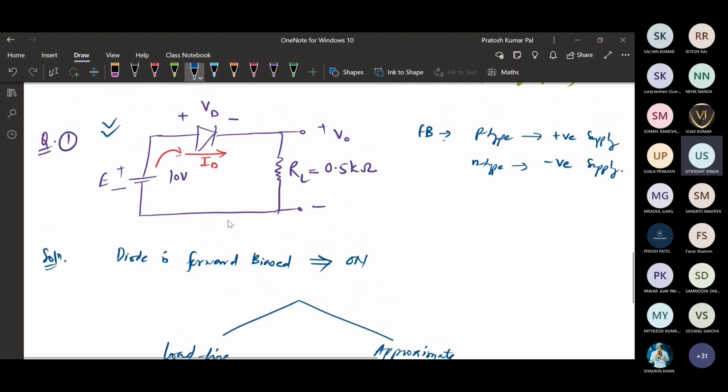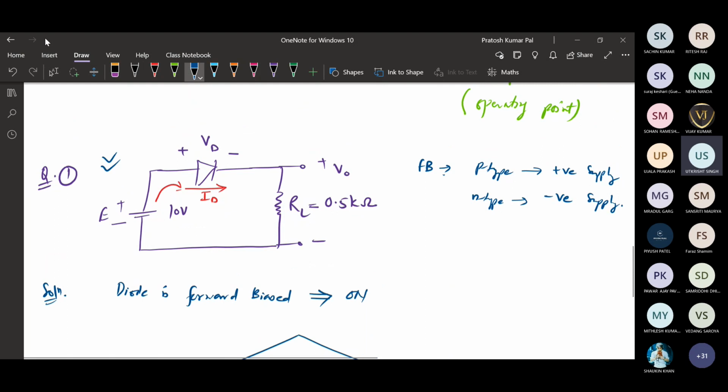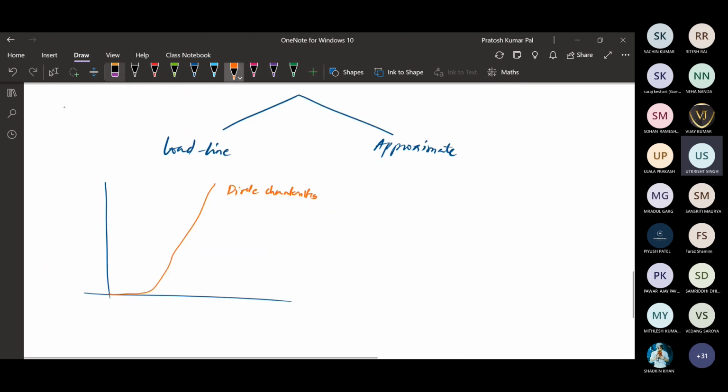Suppose this is the circuit, in which the diode characteristics are given, or we can just see a diode circuit is there. From that circuit, practically we can find out what is the current flowing through this diode, and what is the voltage across it. Based on that, we can plot the diode characteristics, and now we will find out the DC load line. To find the DC load line, we need to find this point and this point on the graph.